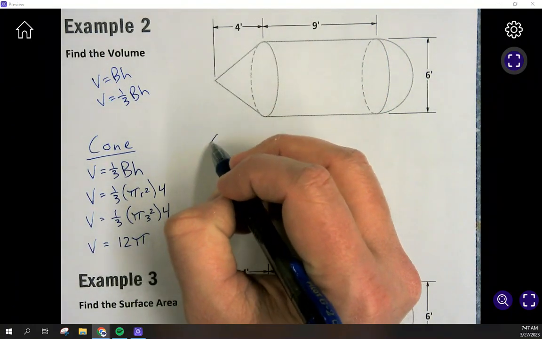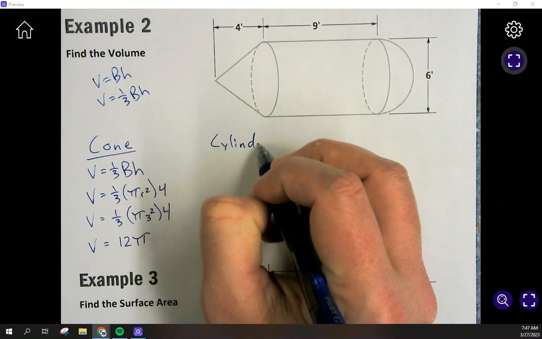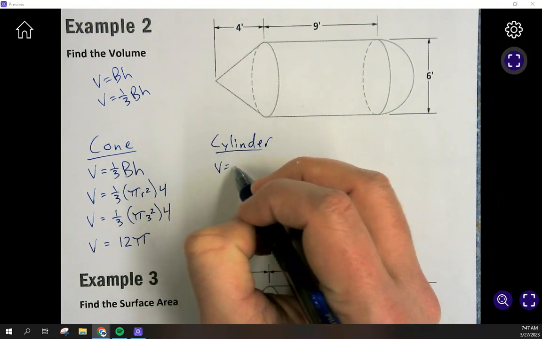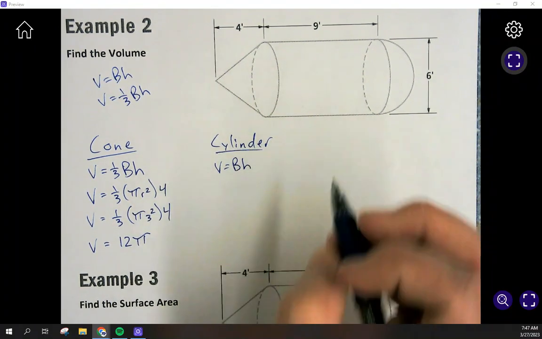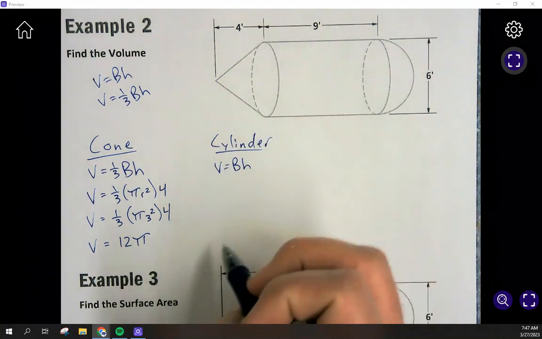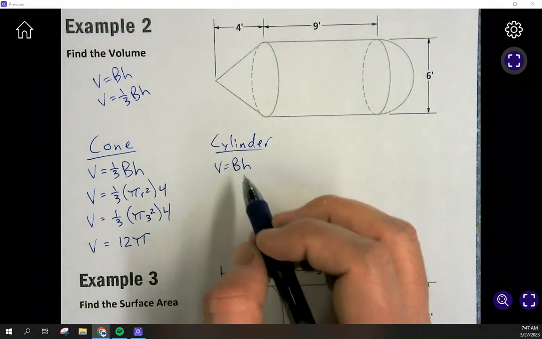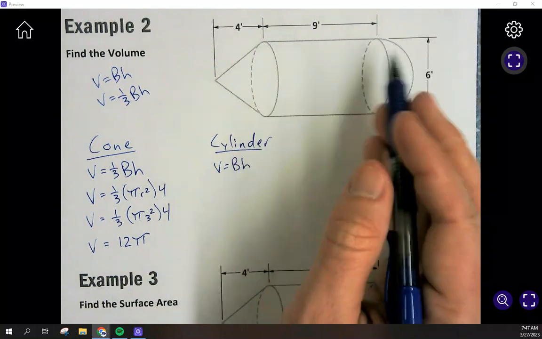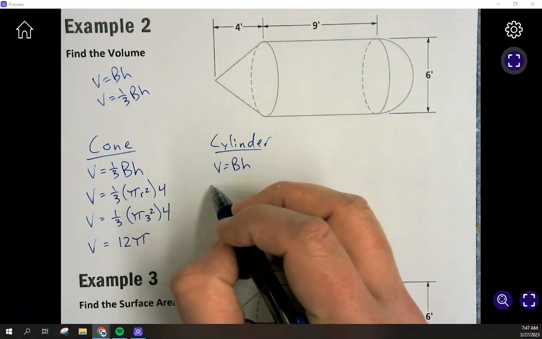Next up, cylinder. So let's find the volume of the cylinder. That would be big B times H. No 1/3, right? It has two bases, doesn't come to a point. So it's just the area of the base times the height, and that gives you your full volume right there.